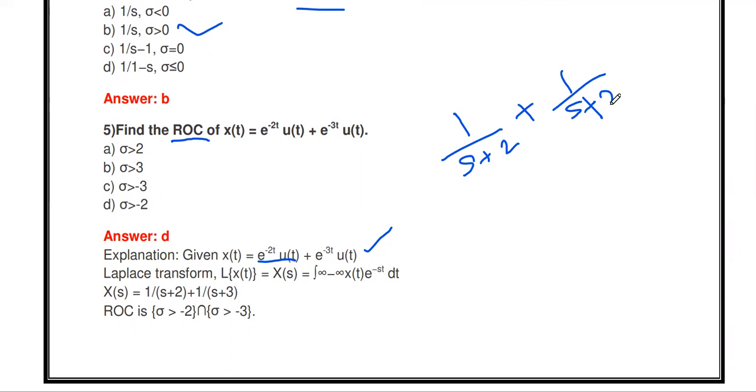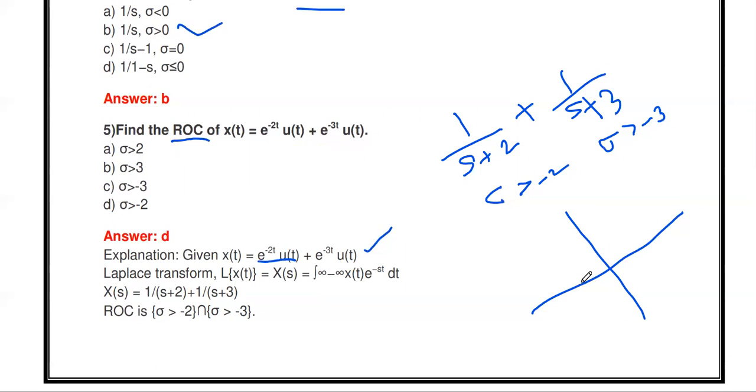What is the ROC for the first signal e power minus 2t u of t? Sigma should be greater than minus 2. What is the ROC for the second part? Sigma greater than minus 3. If the given signal consists of two signals, the combined ROC is the intersection of these two ROCs. One ROC is sigma greater than minus 2, another is sigma greater than minus 3. Which portion is the intersection of these two?